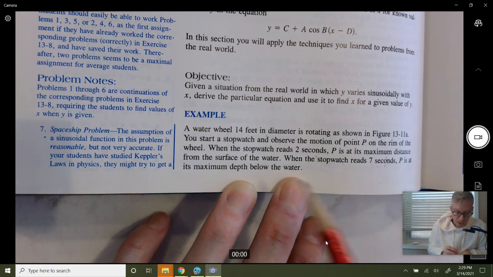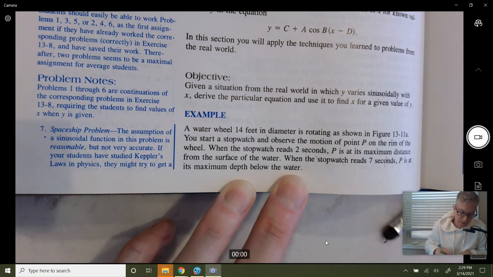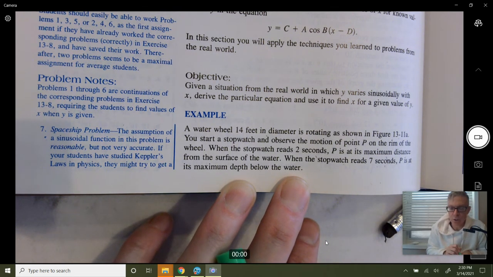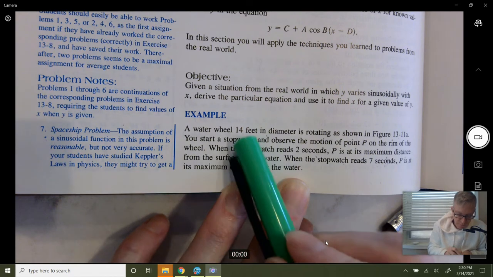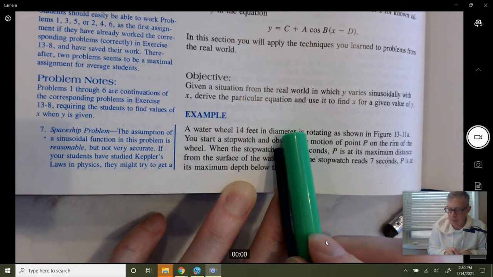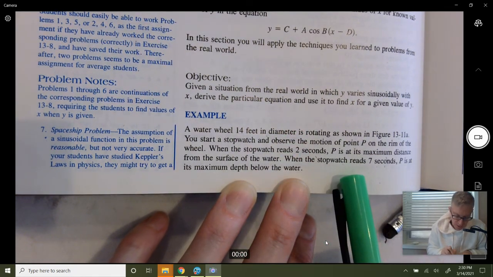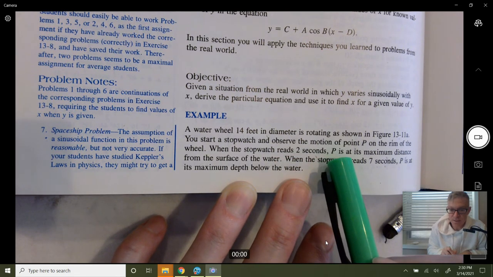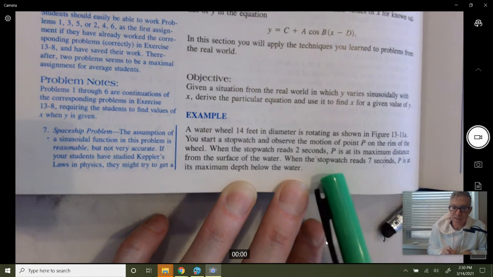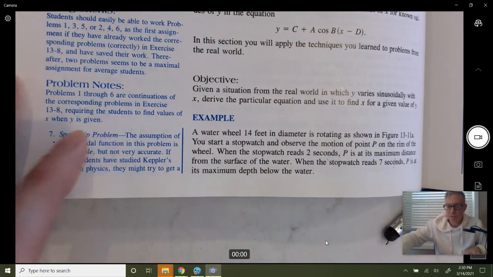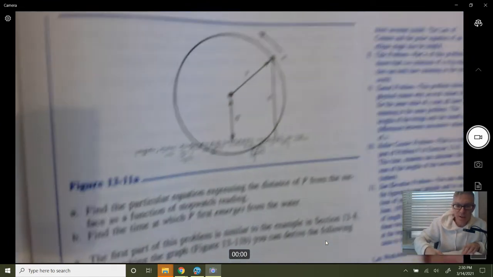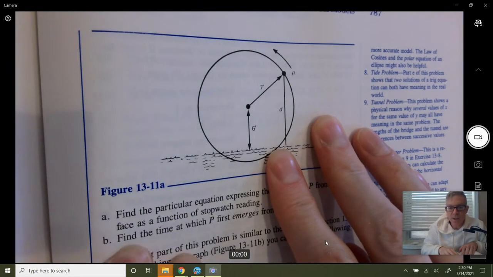So what I would do if I were doing this problem, if this were on a worksheet, I'd take out my highlighter and take note of the most important things. 14 feet in diameter, that's important. When the stopwatch reads 2 seconds, P is at a maximum distance. When the stopwatch reads 7 seconds, P is at a maximum depth. So let's take a look at the next page, what this looks like. So here's the picture on the next page.